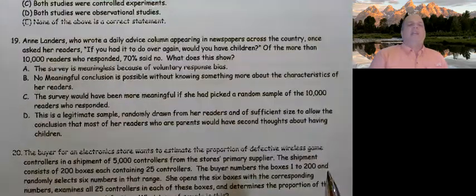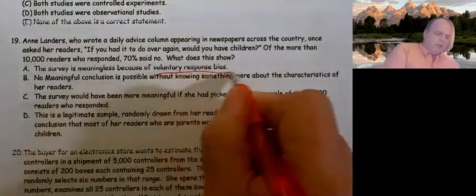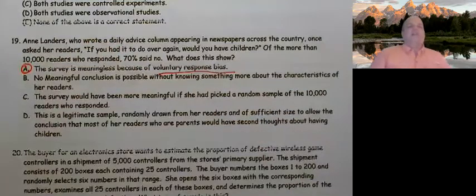Ann Landers, who wrote a daily advice column appearing in the newspapers across the country, once asked her readers, if you had to do it over again, would you have children? Of the more than 10,000 readers who responded, 70% said no. What does this show? Well, remember, there was no randomization and it was just put out to everybody. So everyone got to volunteer to respond. So only those who have strong opinions, those who either think their kids are the greatest on earth or they think they're little devils. So consequently, the survey is meaningless because of voluntary response bias, because no randomization was employed. So number 19 is letter A.